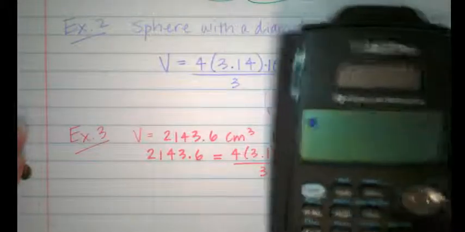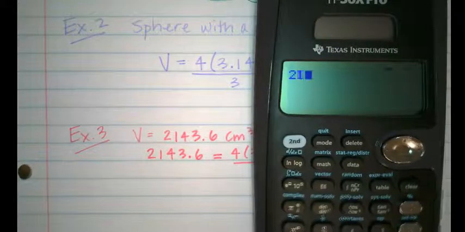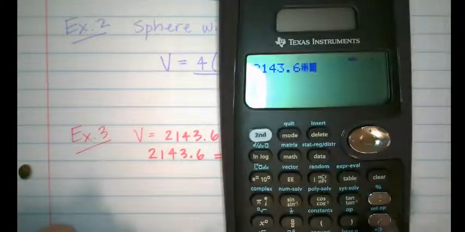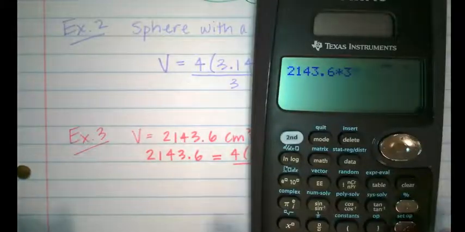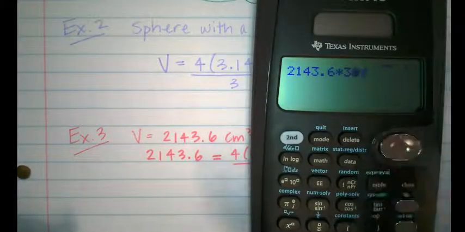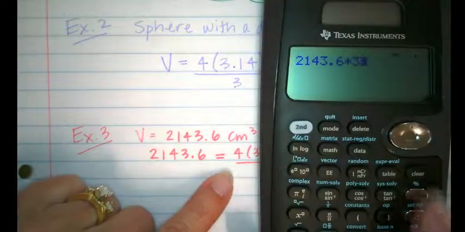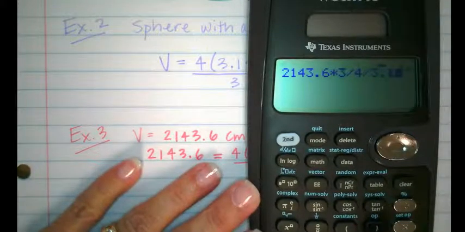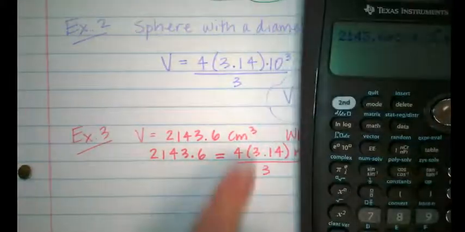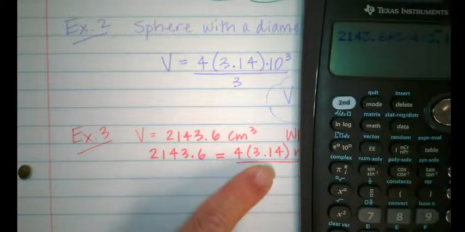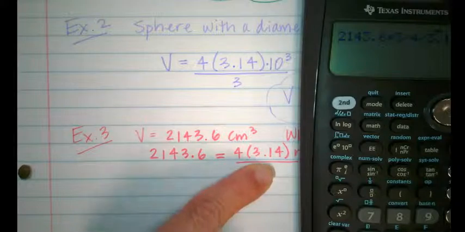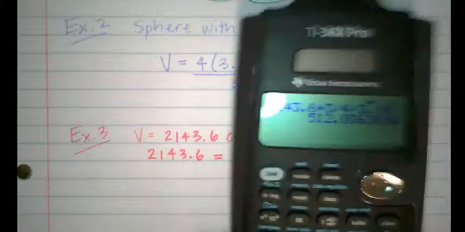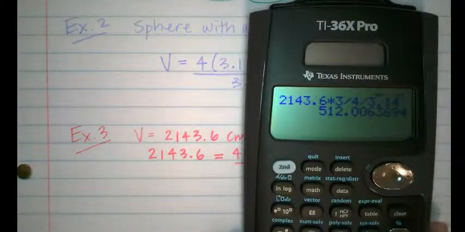All right, so I'm going to take the calculator, 2143.6. First thing I'm going to do is multiply it by 3 since the opposite is dividing. And then I want to divide by 4, and then I need to divide by 3.14. So again, I'm doing the opposite over here. So I need to divide by 4 and divide by 3.14 to get r by itself. But I also have to multiply by 3 since that's the opposite. So when I do that, I get the answer of 512.